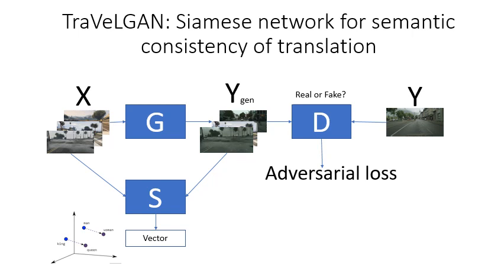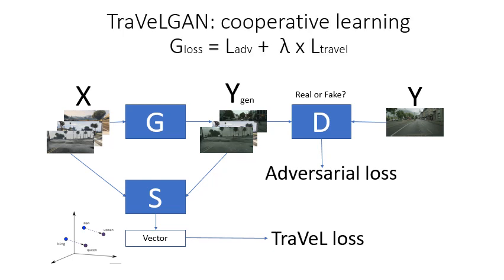It is cooperative learning. The generator tries to produce a batch of images such that their embedding differences are equal to the embedding differences of input images. And the Siamese network learns such an embedding that proves that there is some hidden space in which the generated image has the individuality of the input image. So, the generator loss is a weighted sum of adversarial loss from the discriminator and TraVeL loss from the Siamese network.